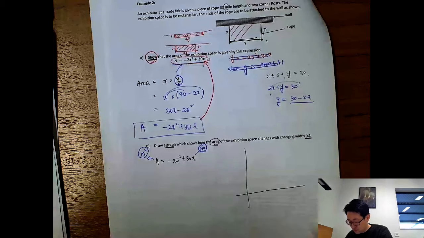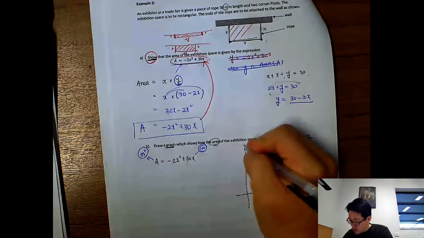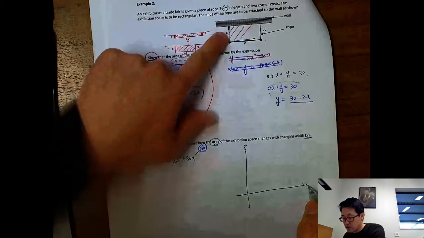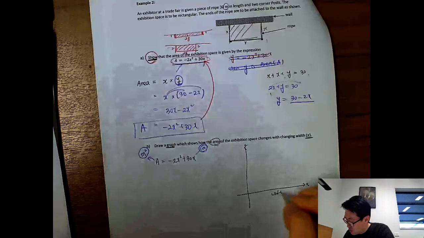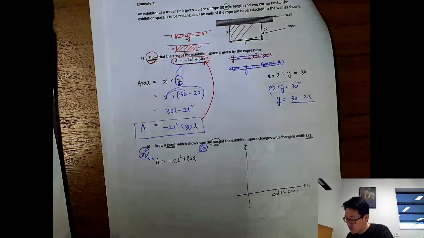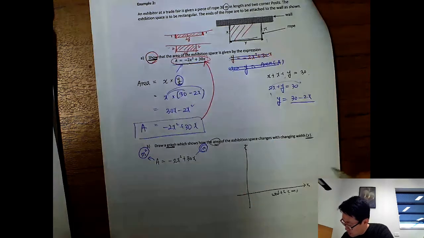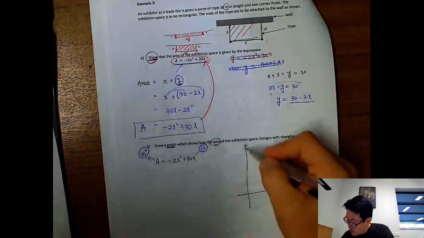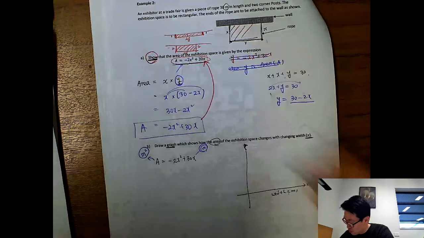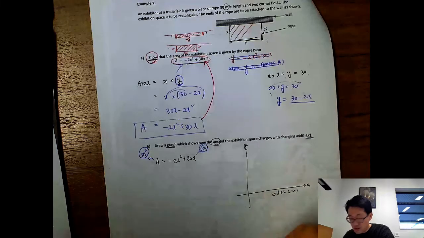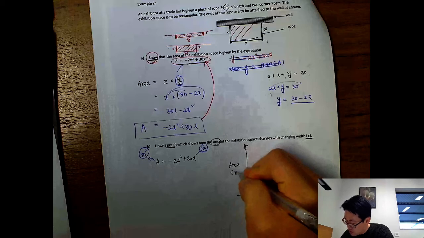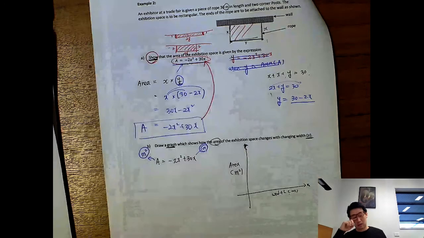X and y. What is x actually standing for? Width. And the unit is meter. And y, well, don't mix it with that y. The y-axis is going to be area. Unit is meter square. Done.